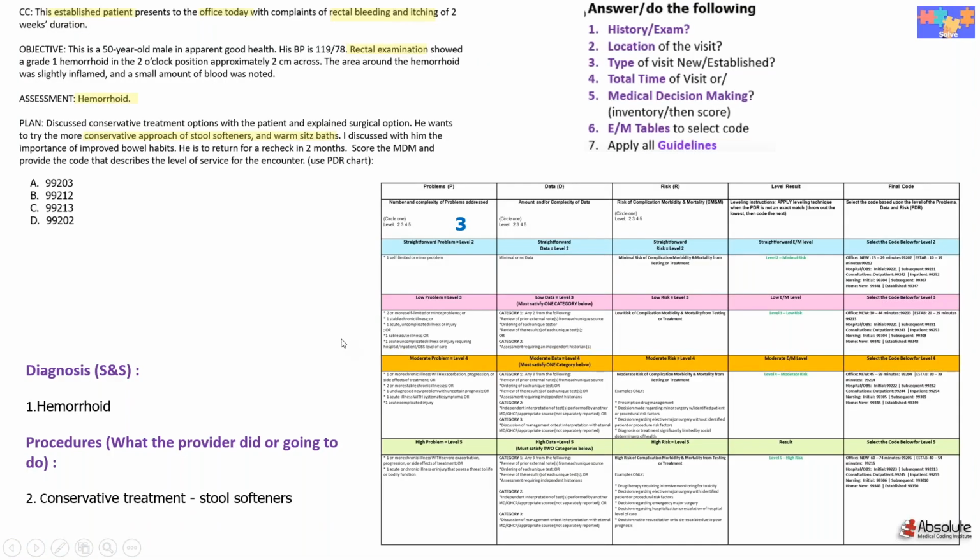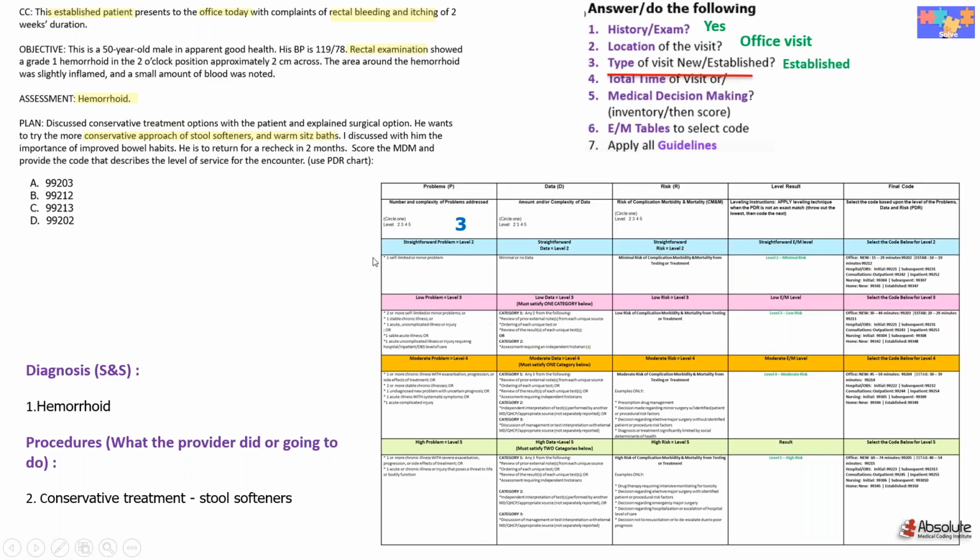Time to ask the questions. Was there a medically appropriate history and exam performed? As I have read, yes, there was a medically appropriate history and exam performed. And how about the location of this visit? This is an office visit, right? And how about the type of the visit? It's an established visit and it's been documented. Was there a total time documented? No, there was no total time documented.